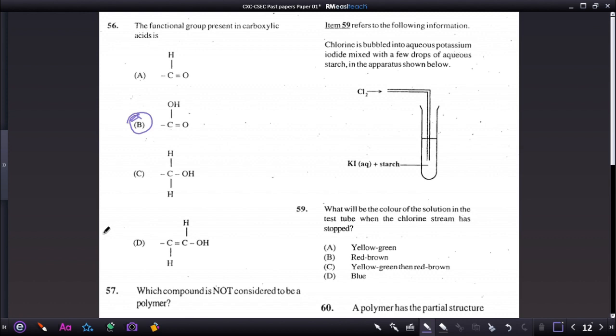Item 59 refers to the following information. Chlorine is bubbled into aqueous potassium iodide mixed with a few drops of aqueous starch in the apparatus shown below. Alright. What will be the color of the solution in the test tube when the chlorine gas stream has stopped? If we use iodide or iodine on starch, we should expect a bluish black color. Okay, so the answer would be D.